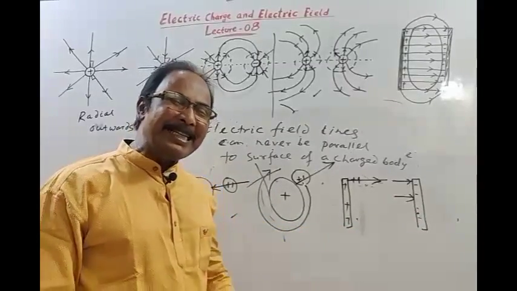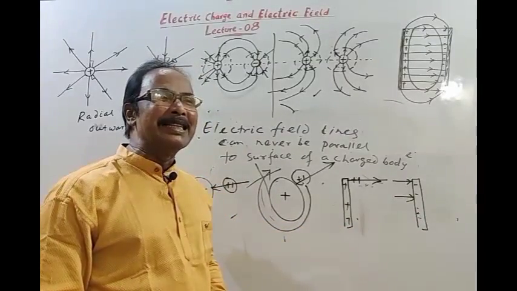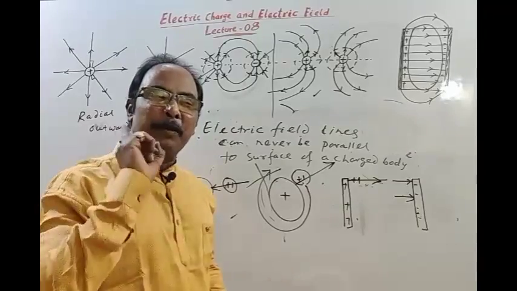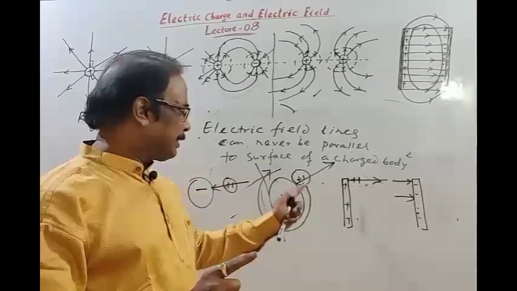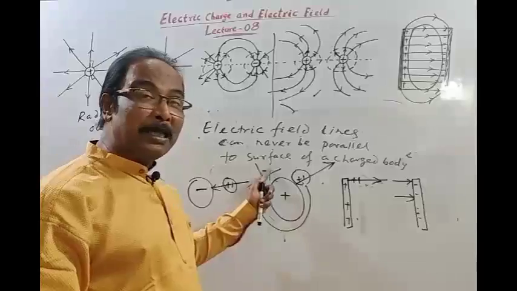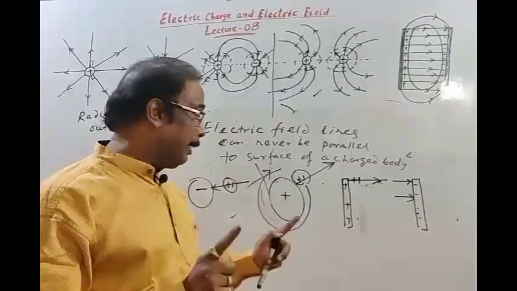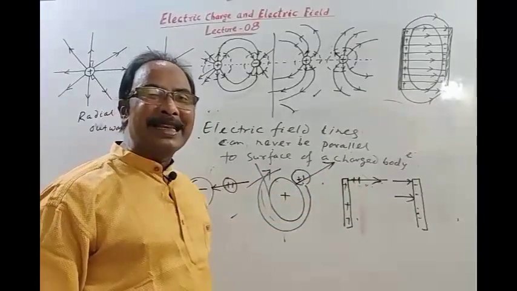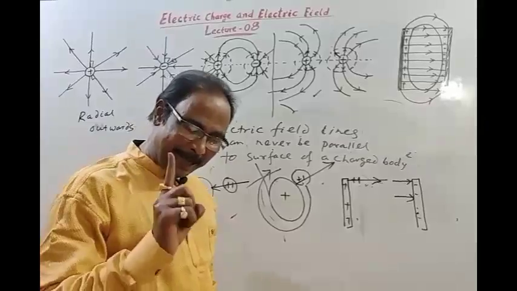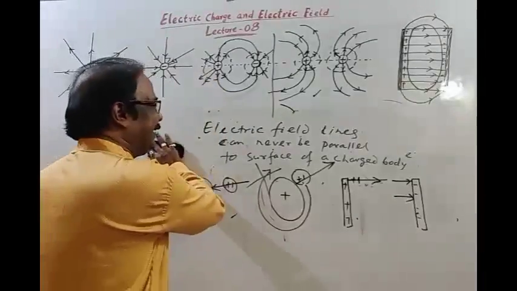Okay. Physics is the science which is based on observation. This concept does not come in our observation. So we say electric field lines can never be parallel to the surface of a charged body. Okay.